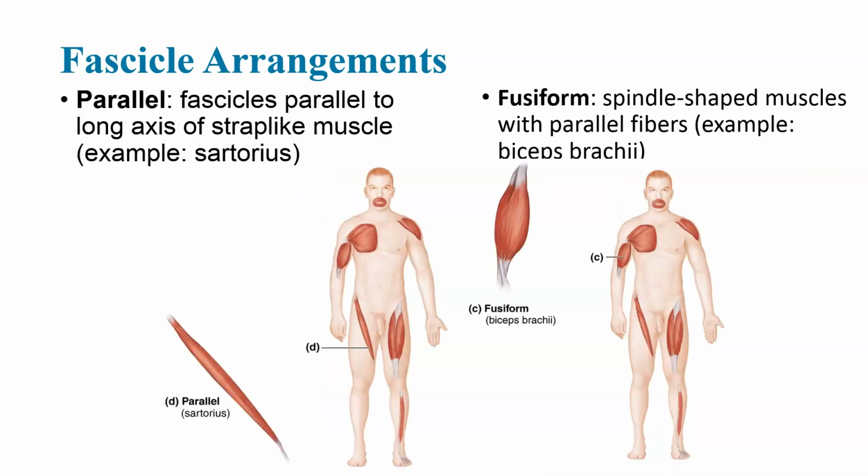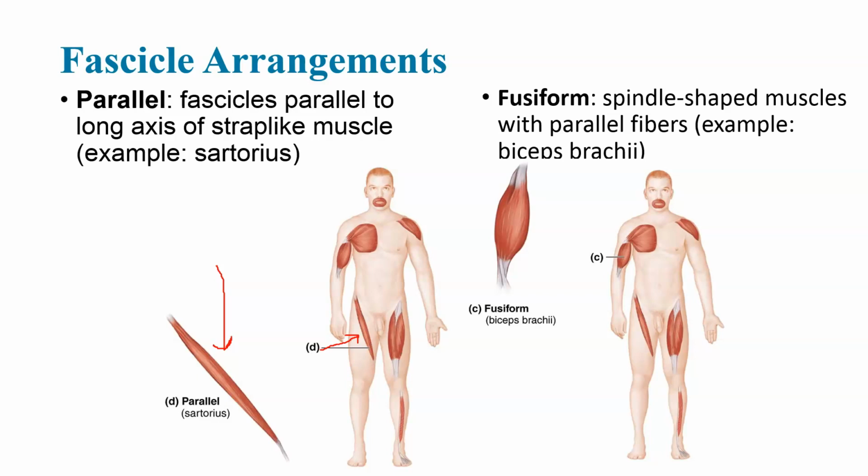Some muscles have fascicles that are arranged in a parallel fashion, and this gives us like a strap-like muscle. The one that you need to know is the sartorius. Looks like this, located here, it goes across the thigh. So it has parallel fascicles.